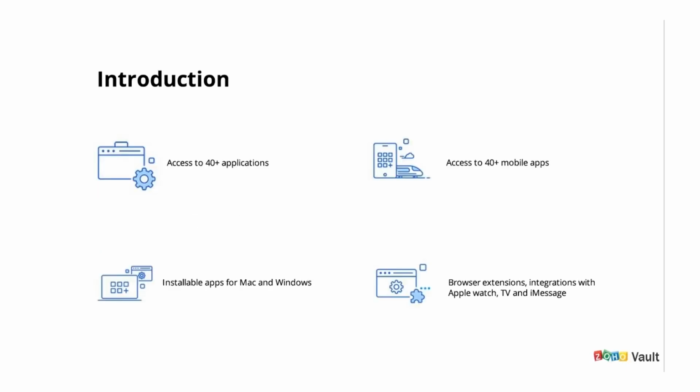So Zoho One offers a comprehensive suite of products that takes care of your business needs in all possible ways. You guys are the recipient of this, so you should definitely be knowing that. So this covers an extensive list of 40 plus applications like CRM, Mail, Books, Creator, Zoho Vault, to name a few. You also get access to a set of mobile applications that will help you run your business on the go. Along with this, you get desktop apps for Mac and Windows. And additionally, you can try out the browser extensions, integrations with Apple Watch, Apple TV, iMessage, and more. So if you've not explored all of this, you should probably do so after this session.